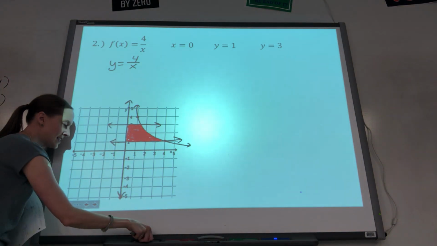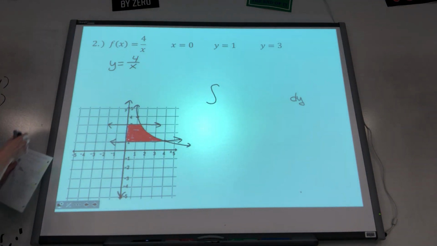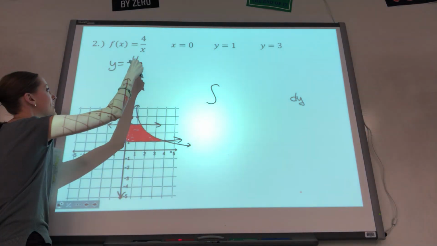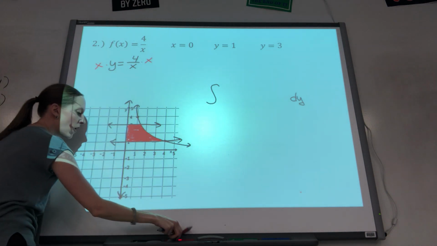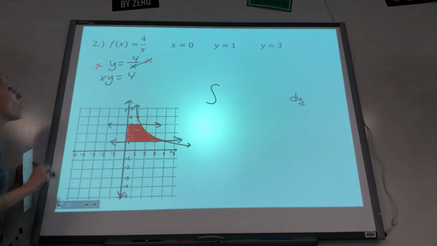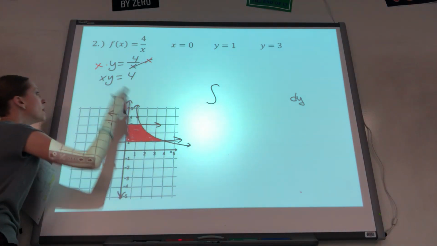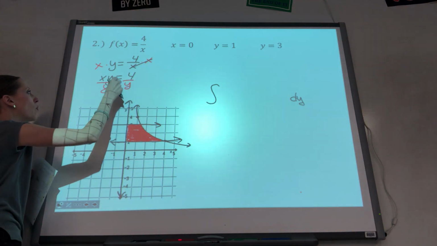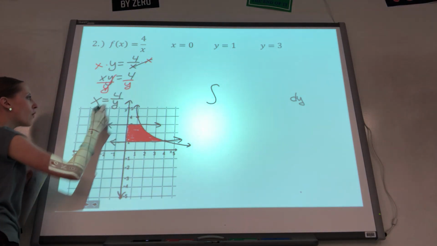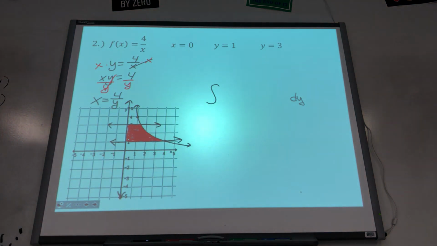Now, because I'm choosing to integrate with respect to y, I need to get this function to have x equals out front instead of y equals. So I'm basically solving it for x. You can multiply by x first, just to get it out from the denominator, then divide by y. So it's the same as x equals 4 over y. That's what I'm going to use over here in my integrand.